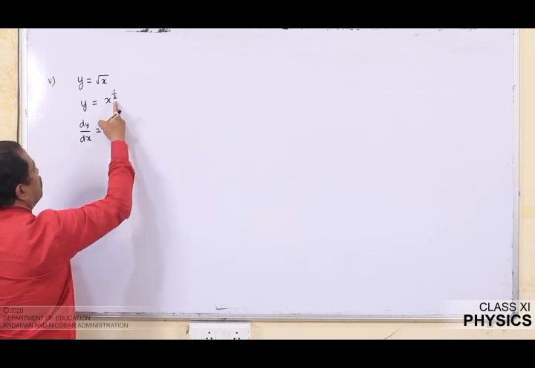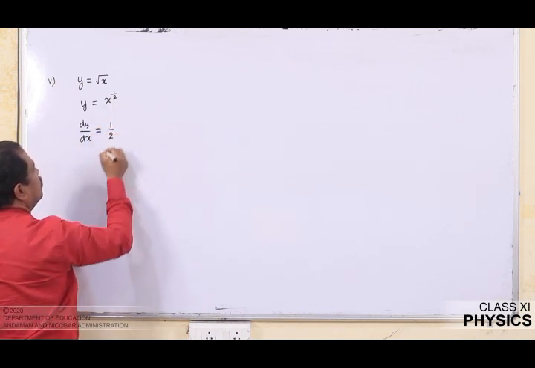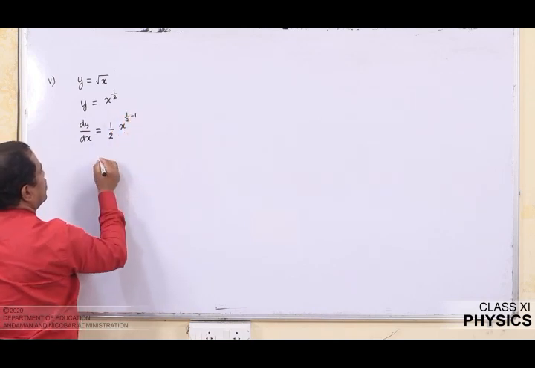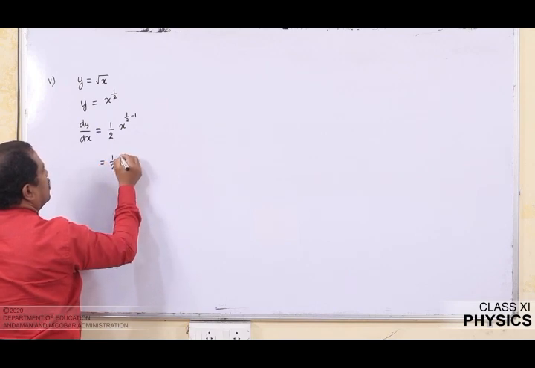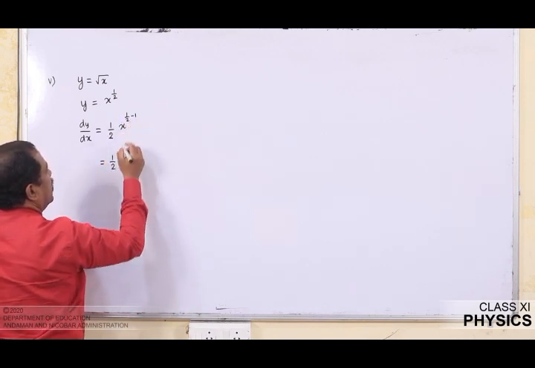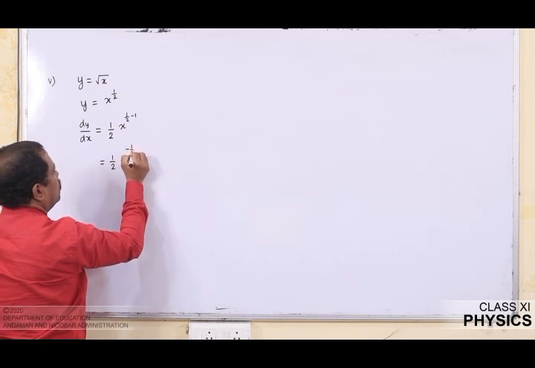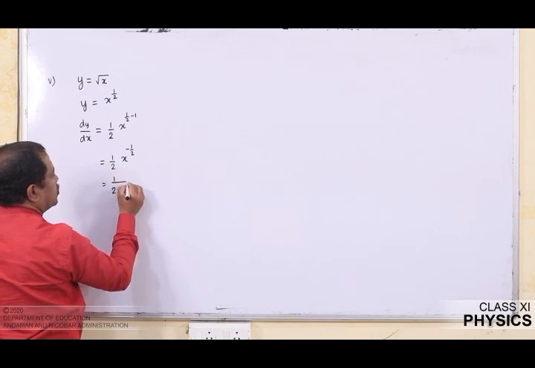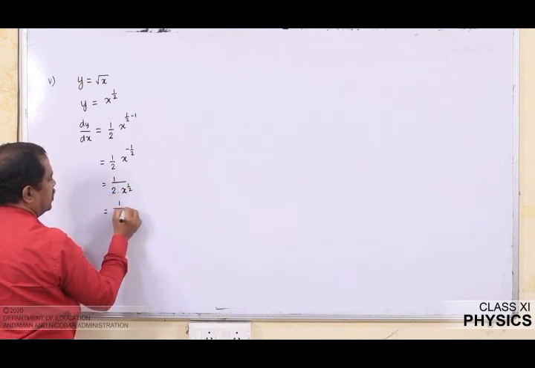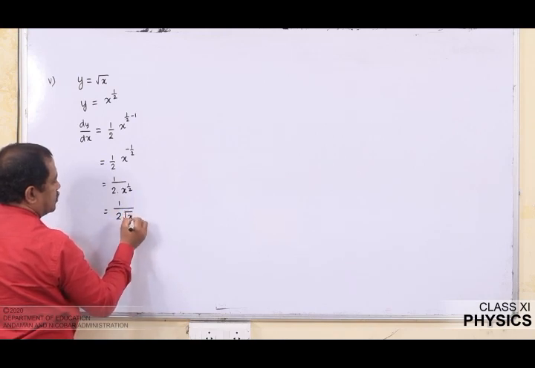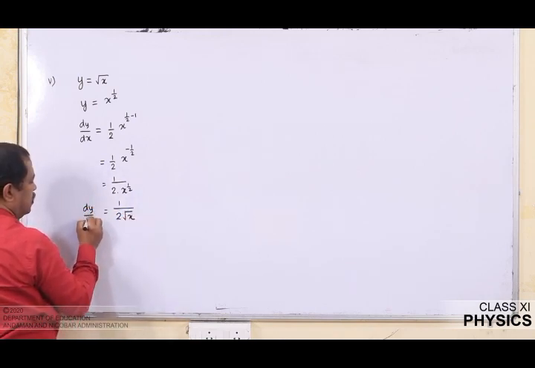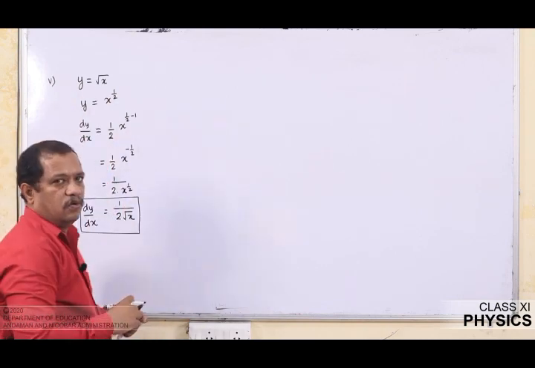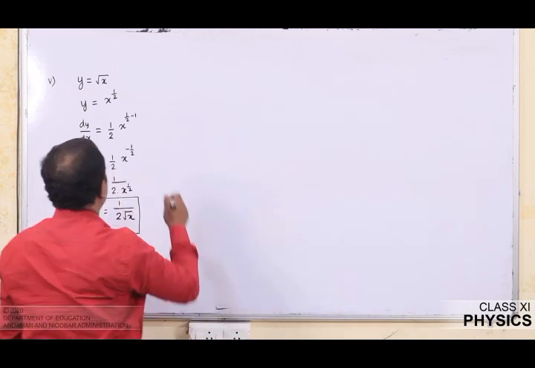So, this function, now when I want to differentiate, I will write differentiation of y with respect to x is equal to power times. So, to me the power is 1 by 2, x power half minus 1, and this becomes half x power half minus 1, which will be minus 1 by 2, which is nothing but 1 over 2 into x power 1 by 2, which in turn I can write as 1 over 2 root x. So, this is my differentiation of the function y is equal to root x. Let us move on to another problem.